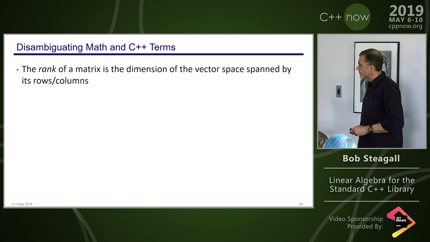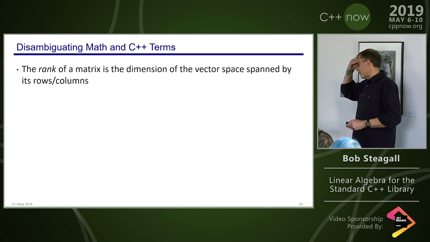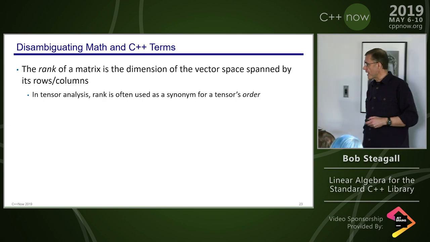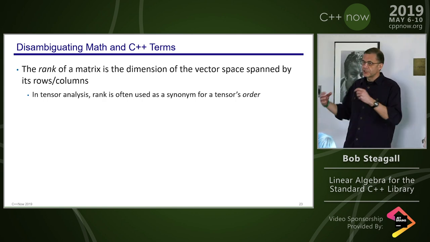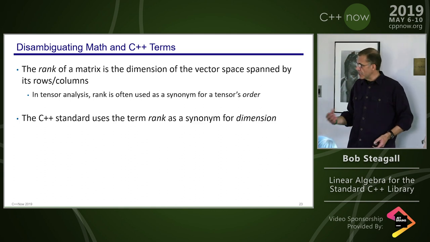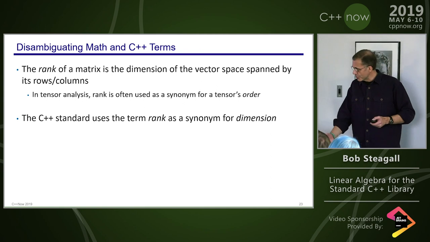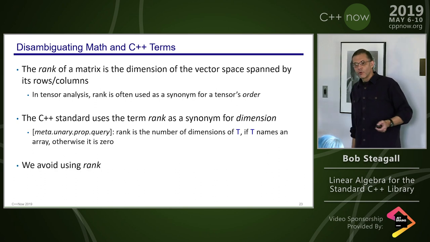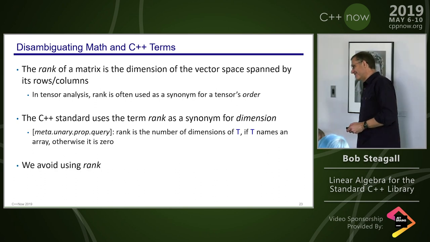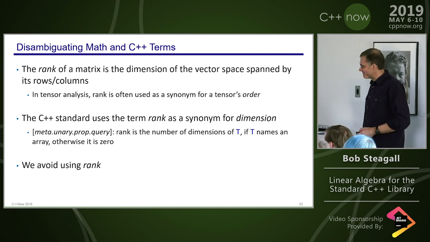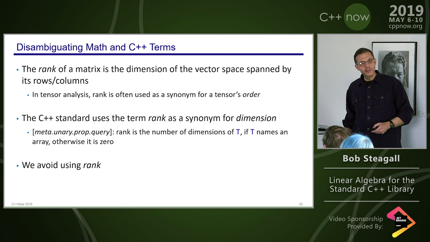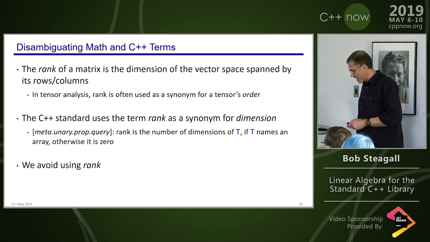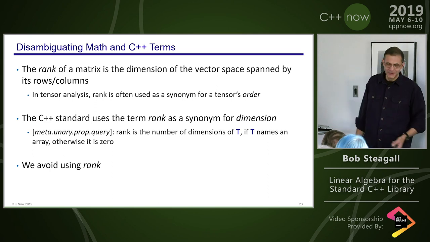Rank is another tricky one. Of course, it's used in linear algebra to represent the dimension of the space spanned by the rows or columns. In tensor analysis, the word rank is often used as a synonym for a tensor's order. The C++ standard uses the term rank as a synonym for dimension. And there it is, the section and the quote. We avoid using this word. Our first linear algebra calls were quite confusing as we were talking about the ranks of matrices and the ranks of arrays and the ranks of tensors, and it got to be too much.